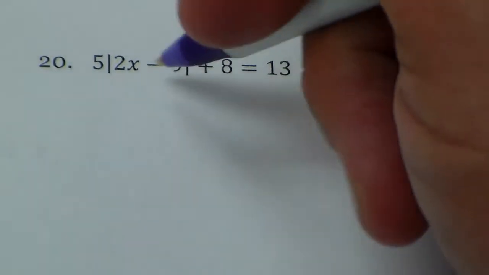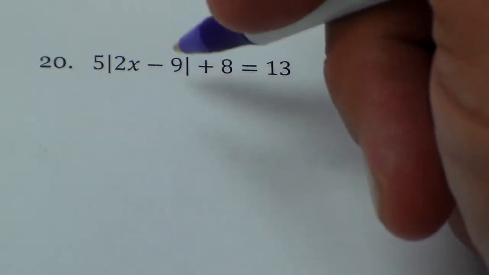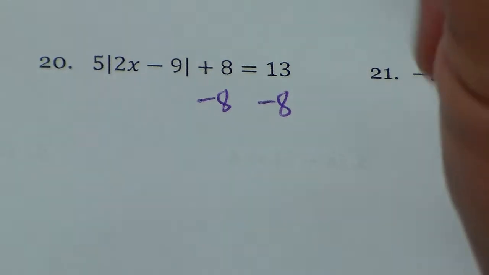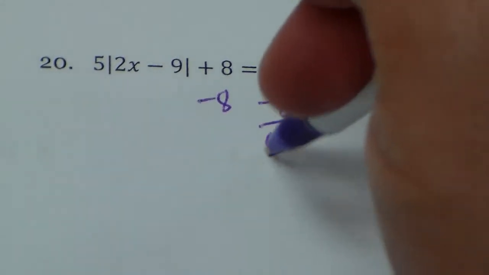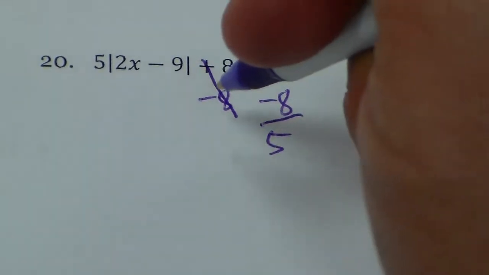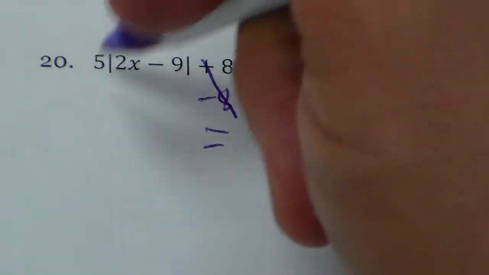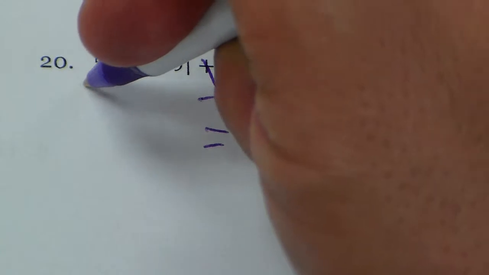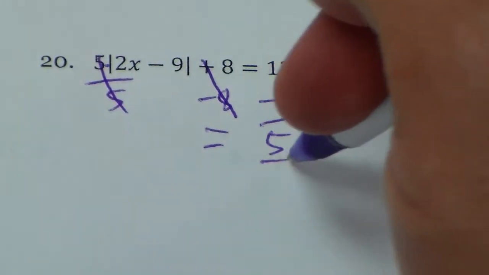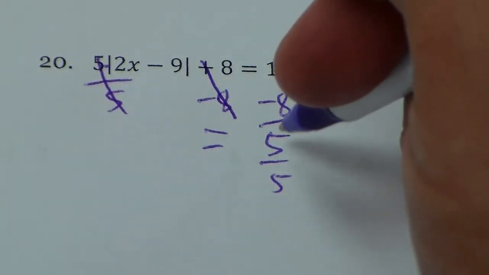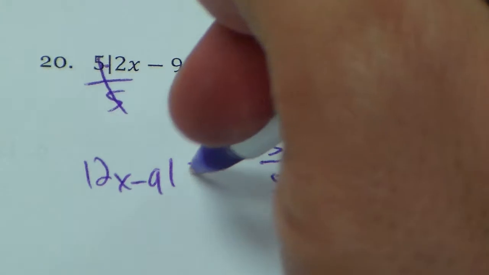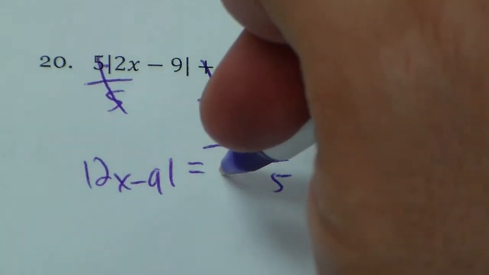So before we can do anything, we need to isolate the absolute value signs. So we're going to go -8 to both sides like this. So 13 minus 8 is 5. Excellent. And then we also need to get the 5 to the other side. When it's right next to it, it means times. So we're going to go ahead and divide 5 over to the other side. And so that's going to become a 1, isn't it? So we have absolute value of 2x minus 9 is equal to 5 divided by 5, which is 1.